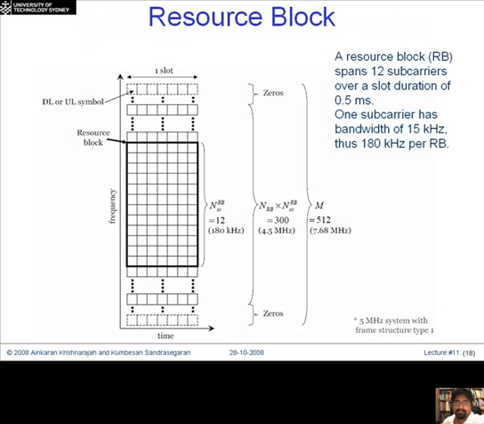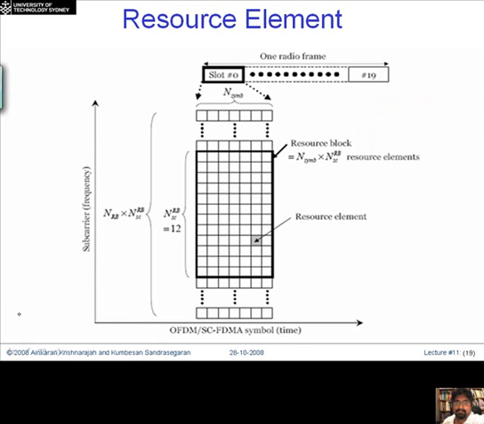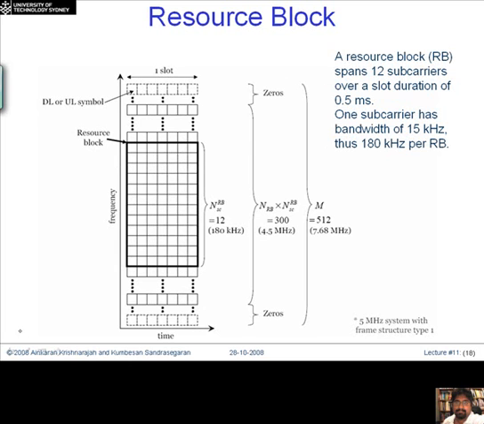So if you look at it from another point of view, okay, this diagram here, it's important that you understand this diagram as well. On the vertical axis, you've got frequency. So on this axis here, you've got frequency, and on this axis here, you've got time.